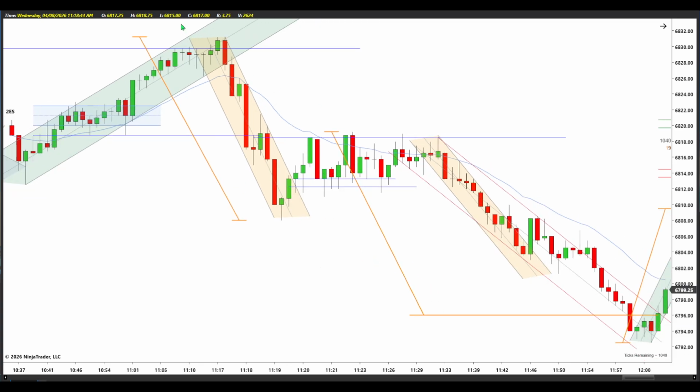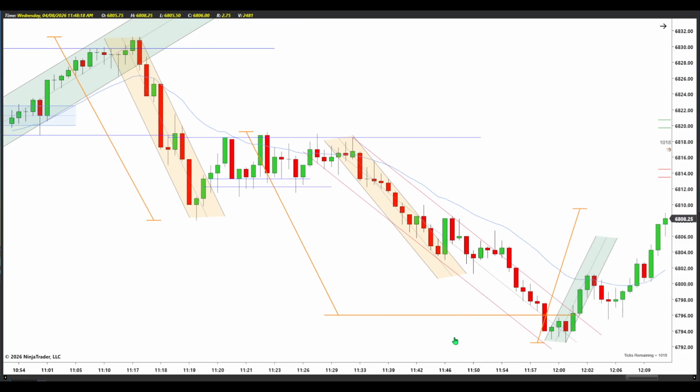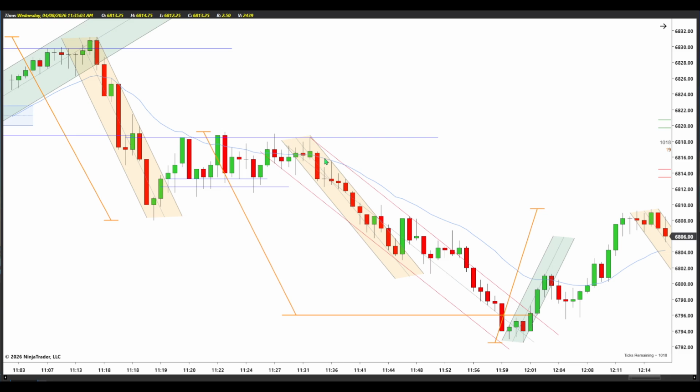So it moves sideways and choppy. It looks like it's one leg down, kind of sideways consolidation. Then it moves a second measured leg down. Unfortunately, there's no clean setups that I like here.